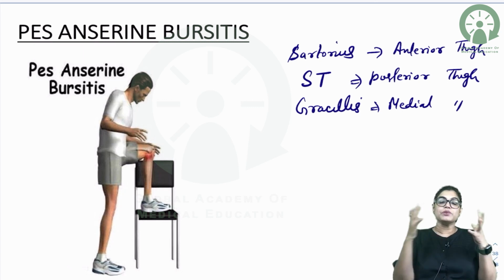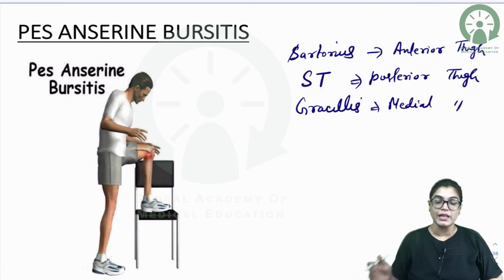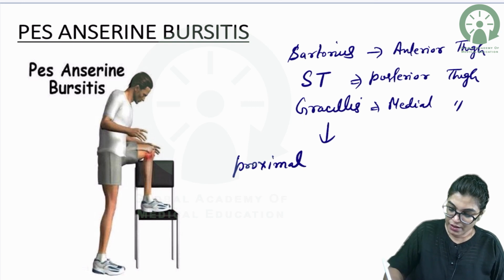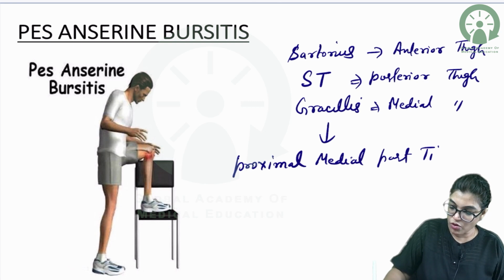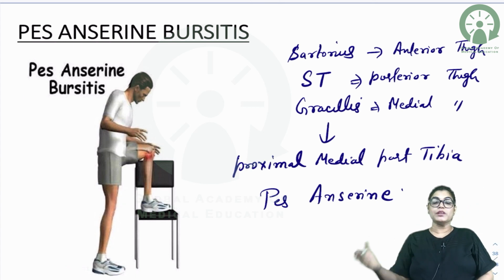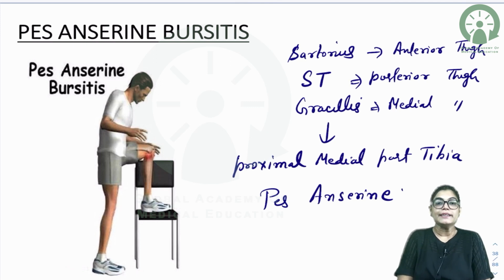3 muscles have 3 origins from different areas of the hip bone, but they have a common insertion on the proximal medial part of the tibia, and this common insertion is called pes anserine, because 3 muscles originating from 3 different areas have a common insertion. So, they are also called guy rope muscles, and there is a bursa related to these 3 muscles, and if there is inflammation of this bursa, it is called pes anserine bursitis.